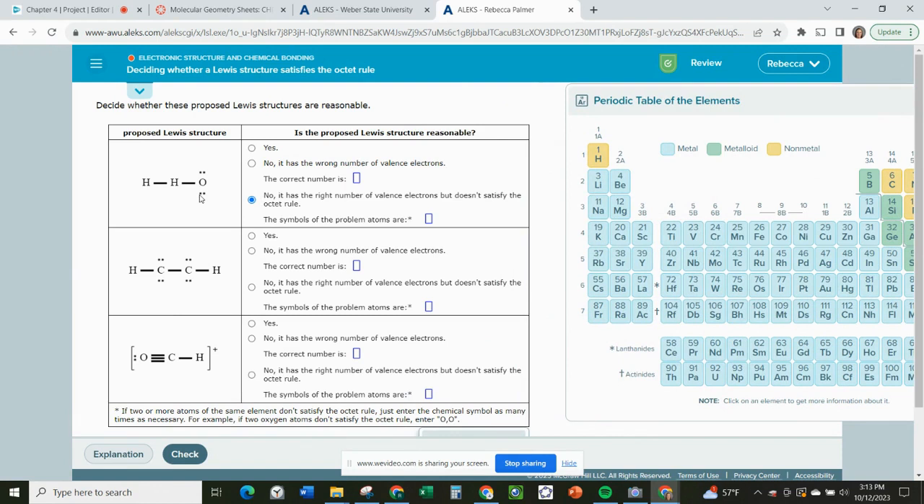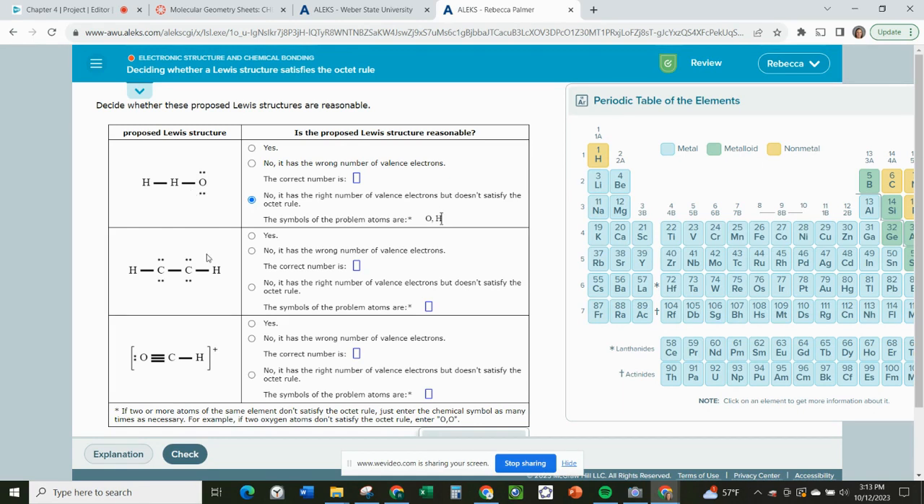So this one is breaking the octet rule because oxygen only has 6 electrons, 2, 4, 6. Hydrogen has 2, 4 here, so both oxygen and hydrogen are breaking the octet rule here. So again, hydrogen only wants 1, this one's correct. Oxygen needs 8 electrons, it only has 6. The octet rule, it needs 8.